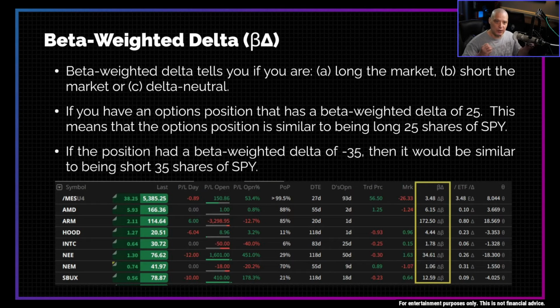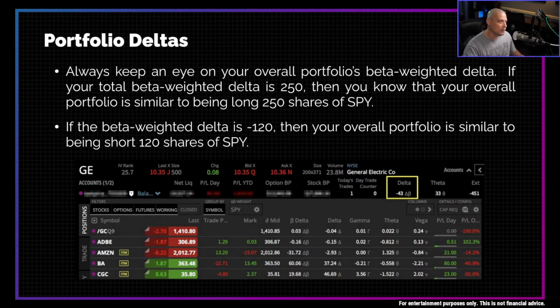And because we're comparing everything to SPY, now we can actually add up all of these beta weighted deltas and get a portfolio delta. So when it comes to your portfolio deltas, always keep an eye on your overall portfolio beta weighted delta. If your total beta weighted delta, for example, is 250, then you know that your overall portfolio is similar right now as being long 250 shares of SPY. If your beta weighted delta is negative 120, then your overall portfolio right now is similar to you being short 120 shares of SPY.